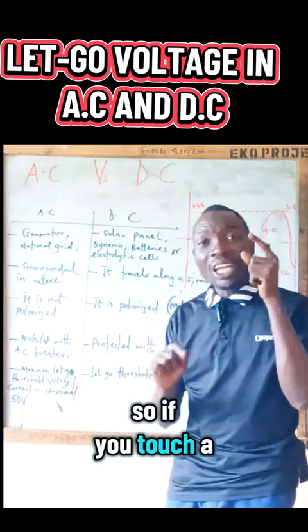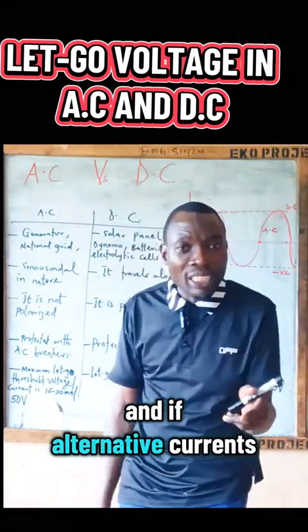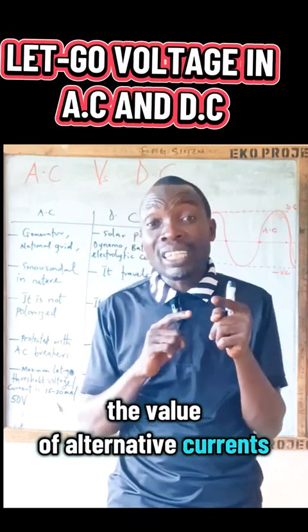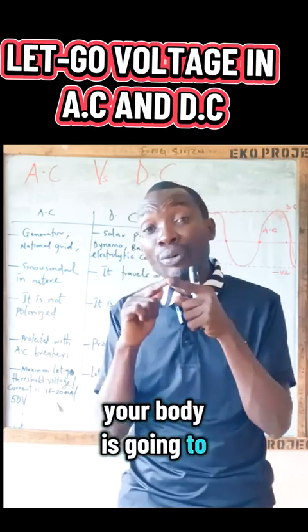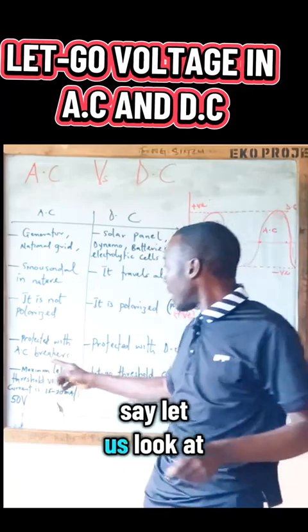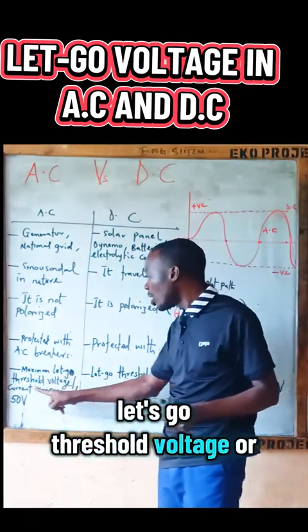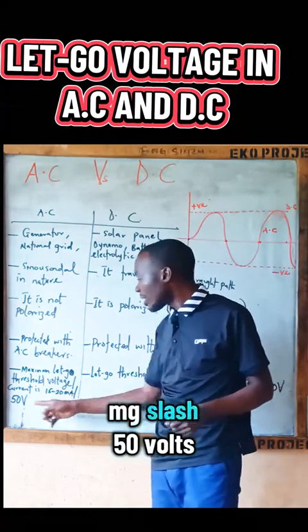So if you touch a direct current and an alternating current, the value of alternating current that your body feels is not the same value your body is going to feel if it is direct current. What am I trying to say? Let us look at what I put on the board here. I said maximum let go threshold voltage or current is 15 to 20 milliamps / 50 volts.